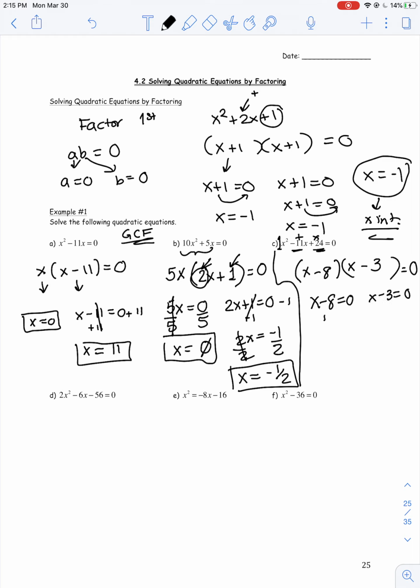And then take each factor, once you've factored it correctly, and make them equal to 0. Which means that you're going to have to add 8 to both sides, add 3 to both sides, which means those cross off, leaving you with x equals positive 8 as one solution, and x equals 3 as the other solution.